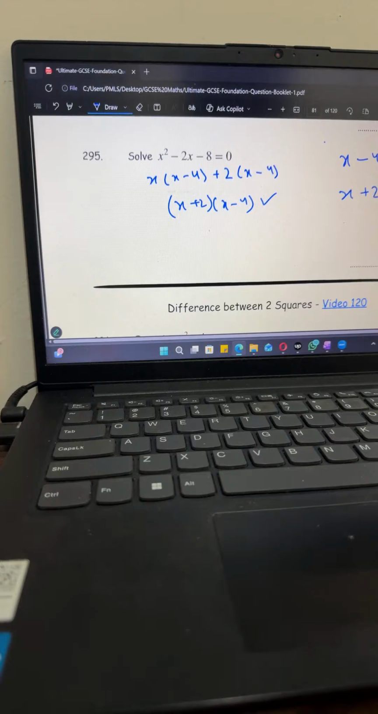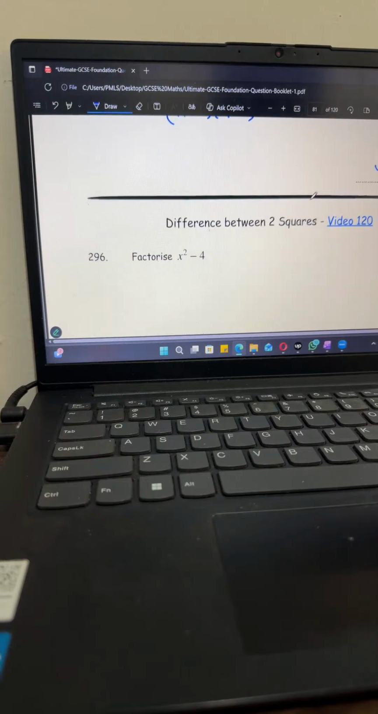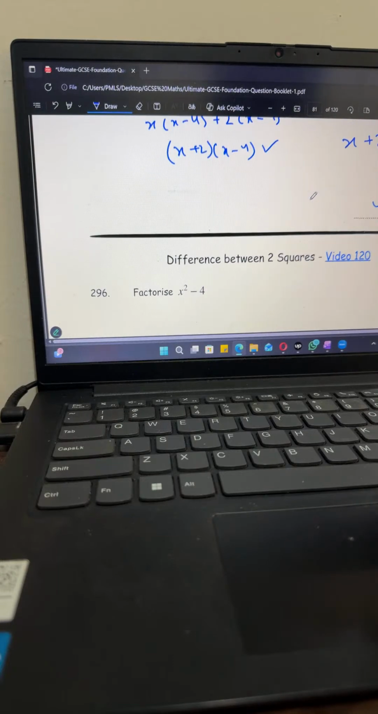x plus 2 is equal to 0. You have to subtract 2 on both sides, right? Yeah. So this one is x is equal to plus 4, and this one is x is equal to negative 2. So 4 and negative 2. That's the solution.